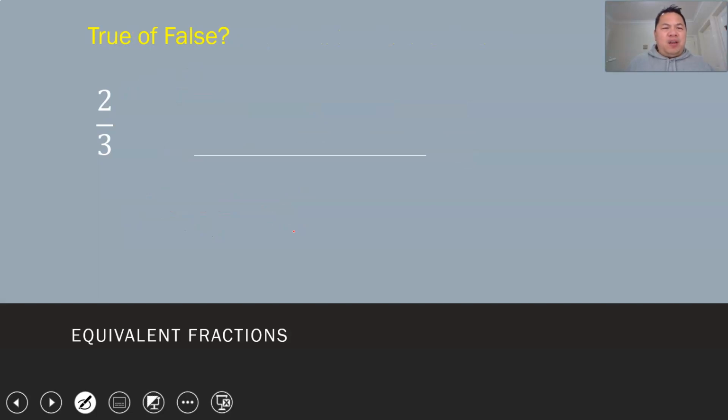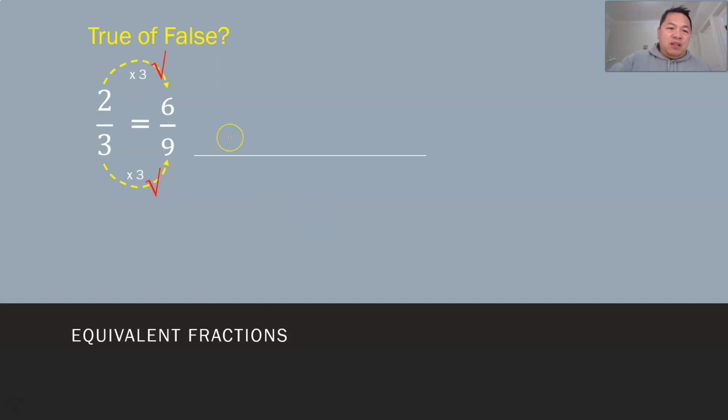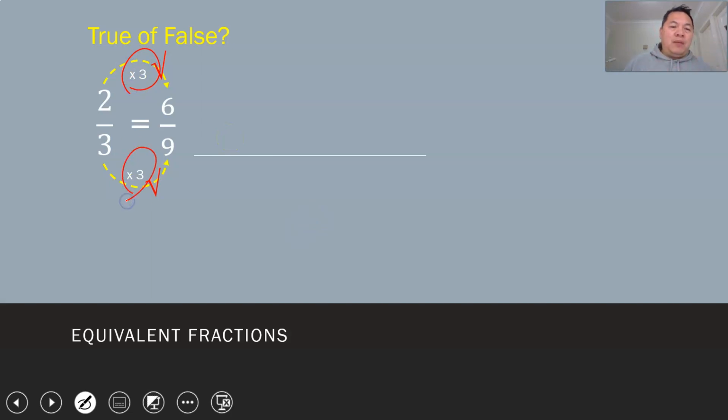So next question, they say, is 2/3 equal to 6/9? That's a good question. Let's use what we have learned previously. Whatever we multiply to the numerator, likewise we have to do the same to the denominator. Looking at the numerator, 2 times 3 gives me 6. And the denominator, 3 times 3 is 9. So in other words, 2/3 is actually equal to 6 out of 9. Therefore, it is true. As you can see, both the numerator and denominator are times 3. That's why I put a tick there, and that's why it's true.